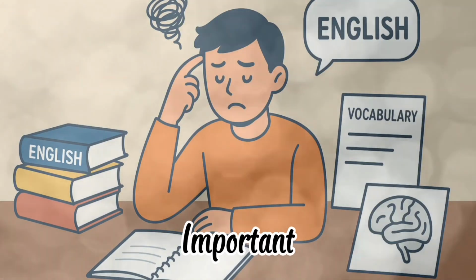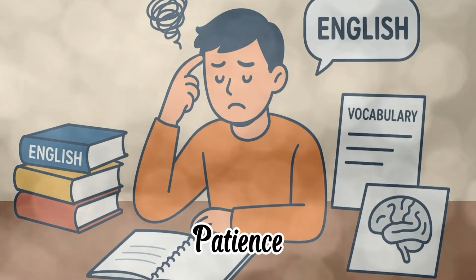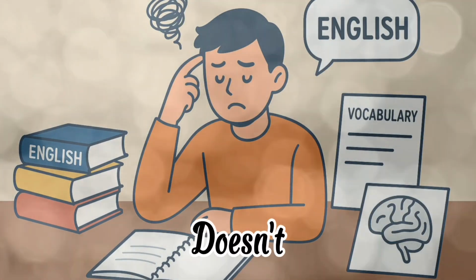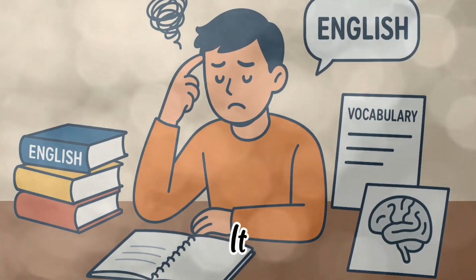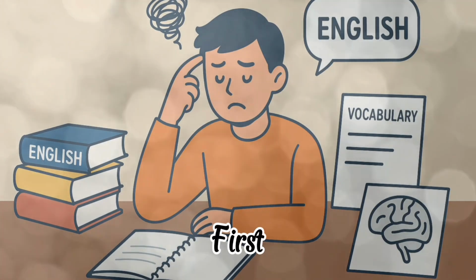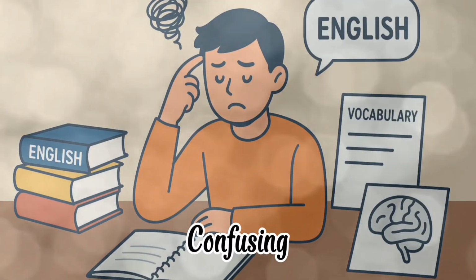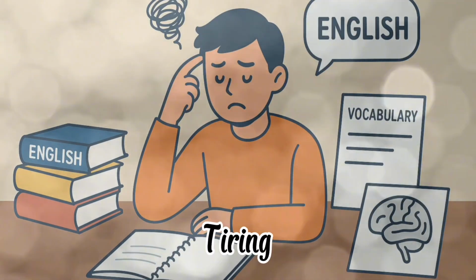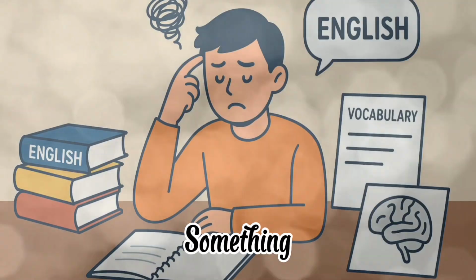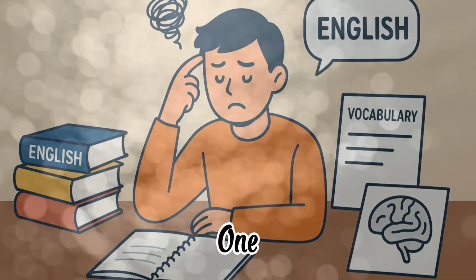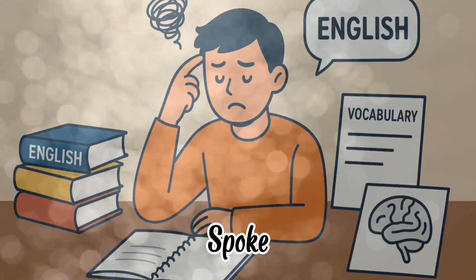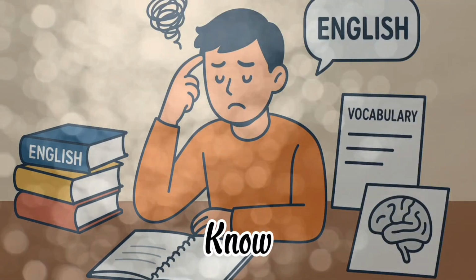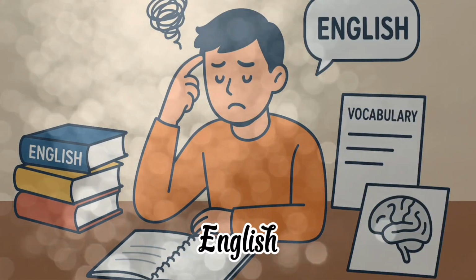But the most important mindset you need is patience. Thinking in English doesn't happen overnight. It's like rewiring your brain. You're teaching it to take a new route. At first, it feels slow, confusing, even tiring. But if you stay consistent, something magical happens. One day, you'll realize you didn't translate before speaking. You just spoke. And that's the day you'll know you've truly started thinking in English.